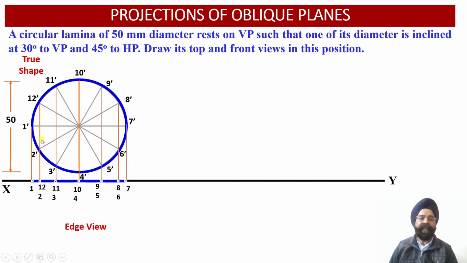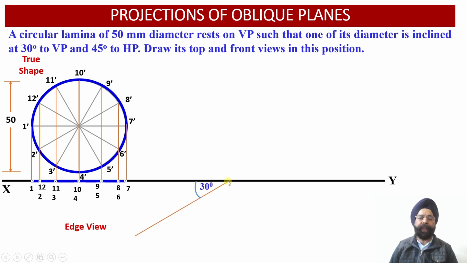Now we know that one of the diagonals, the diagonal 1, 7, is projected in the front view as 1 dash 7 dash, and in the top view this diagonal is represented as a true length having points 1 and 7. So the distance between point 1 and point 7 happens to be 50 millimeter once again. So we know the dimensions of the edge view.